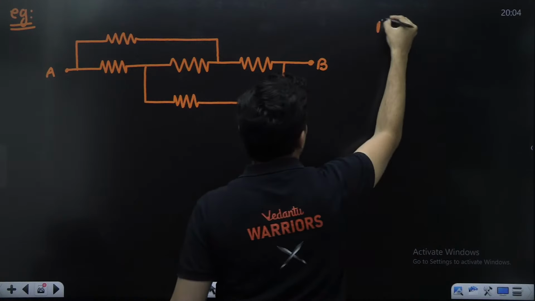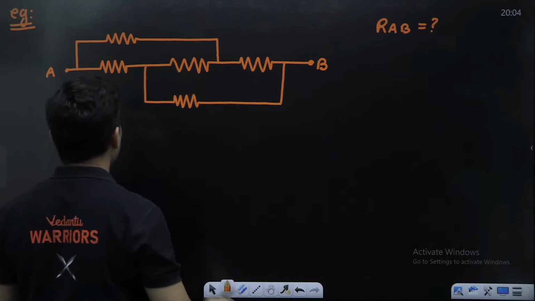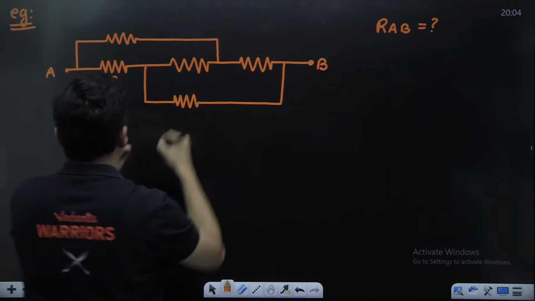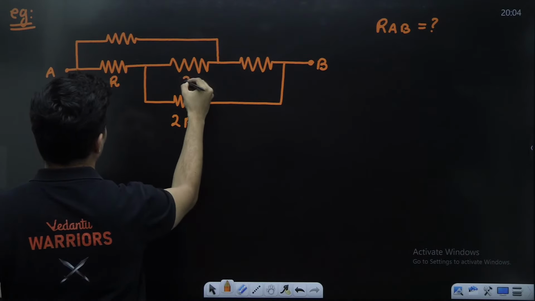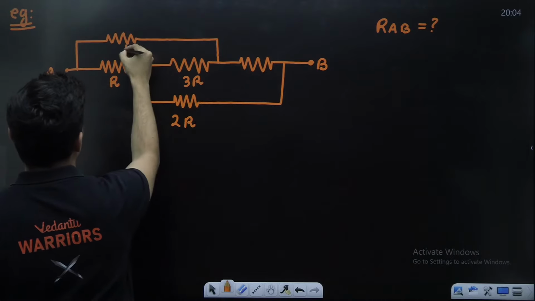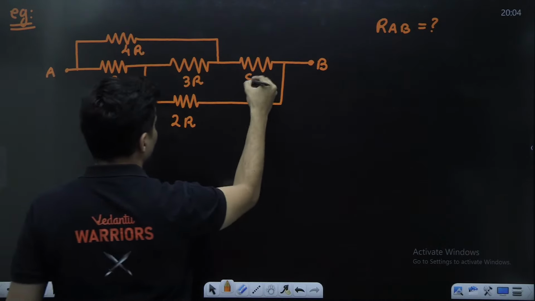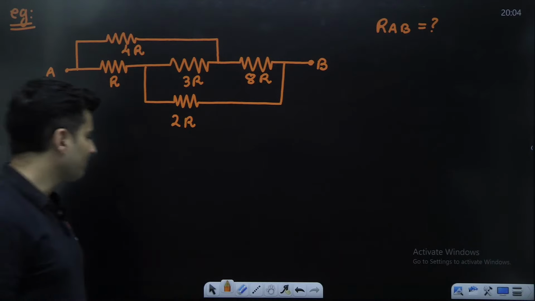You have to find the equivalent resistance between A and B. This is given to be R. Say this is 2R, this is 3R, this is 4R, this is 8R, something like this. These are the resistances given.